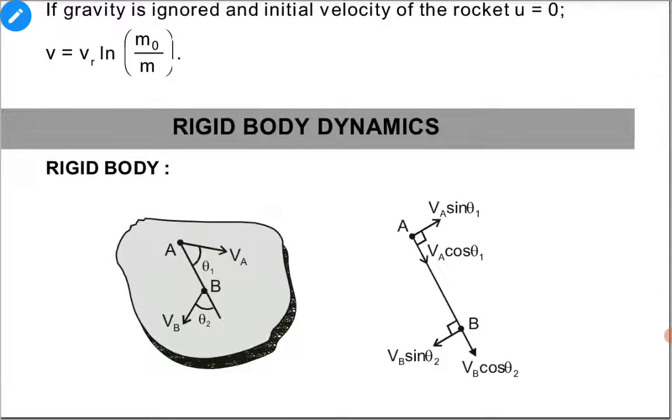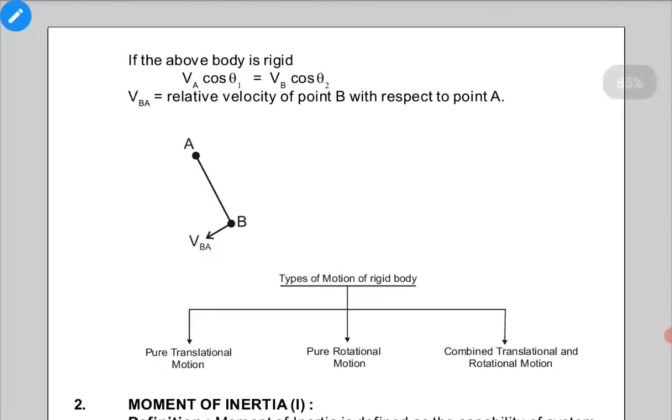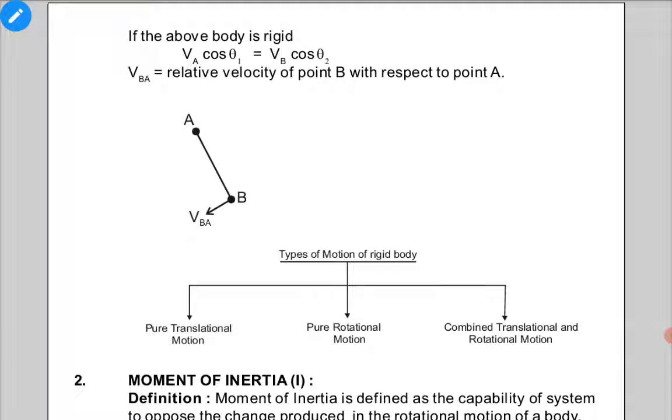Rigid body dynamics. This is the rigid body you can see, and different components of v_A and v_B are taken here. If the above body is rigid, then v_A cos theta 1 equals v_B cos theta 2. v_BA is the relative velocity of body B with respect to the point A.